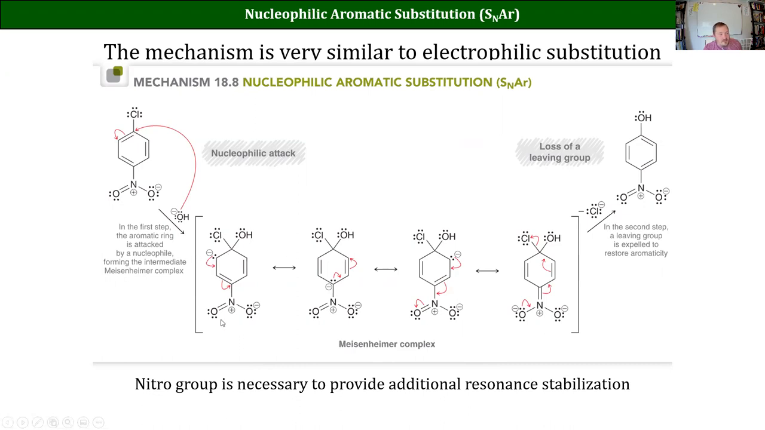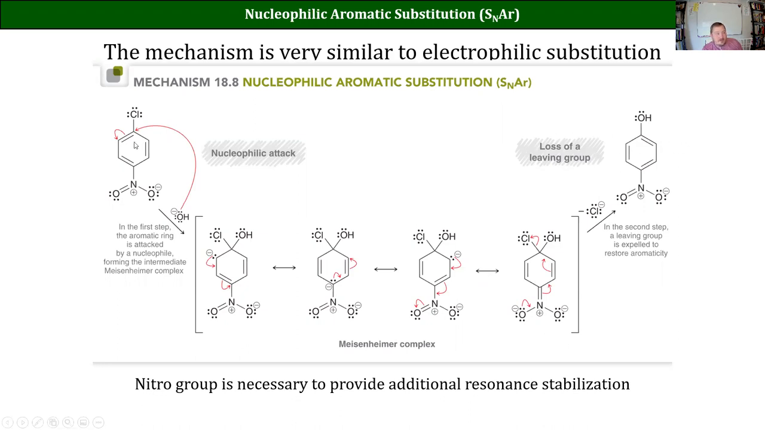And then the reason why we need that powerful nitro group on there, that electron withdrawing group, is going to allow us to stabilize. If we have a nucleophile attacking, we're adding extra electrons. If it's an electrophile that's attacking, we're pulling electrons away from it. So adding extra electrons means having a nitro group allows us more room to spread that negative charge out and gives us all of these resonance structures that allow us to stabilize the Meisenheimer complex.